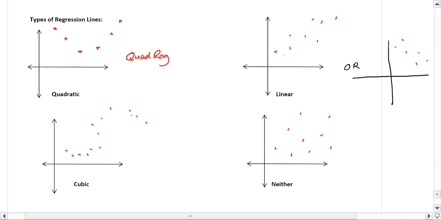If it's at all kind of sticking together and going up fairly in a straight line, either up or coming down, that's linear, and your calc calls that a linreg. If you end up with something with the shape of an S, now I kind of exaggerated this S so you can see it, a lot of times it's a little more subtle than that. This is a third degree equation, and it's called a cubic regression line. Sometimes you get a scatter plot that's all over the place and you can't tell, there's no relationship in the data. That's just neither, no regression line at all.